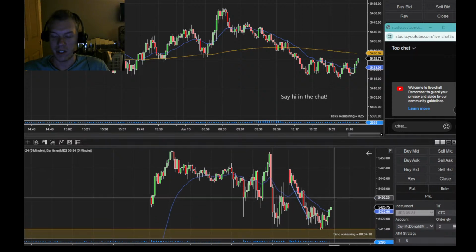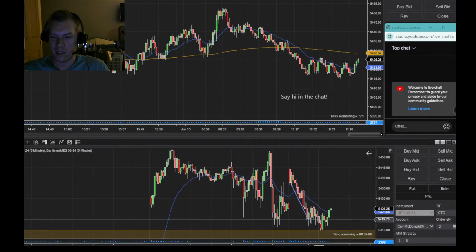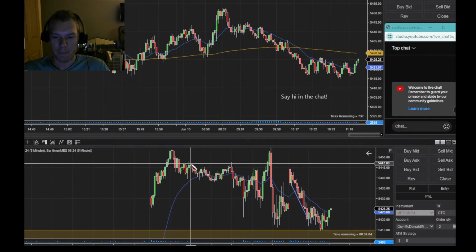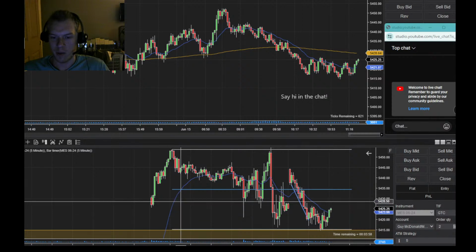Another thing, we're actually at the bottom of the trading range. So this is really like the range we've been playing, and we're in the bottom third of the trading range for the last 2 days.